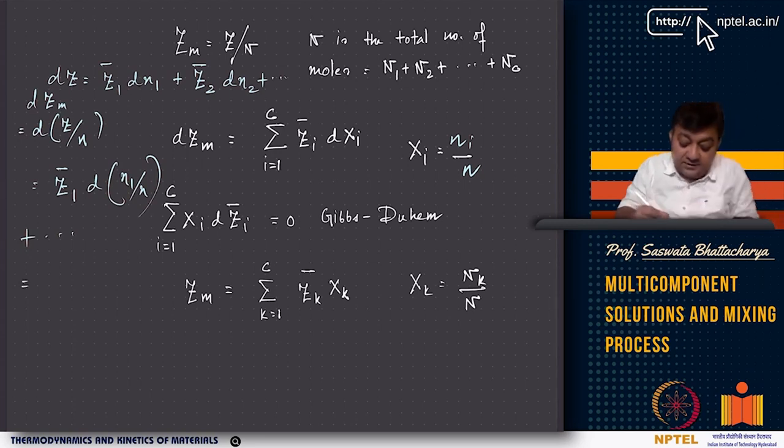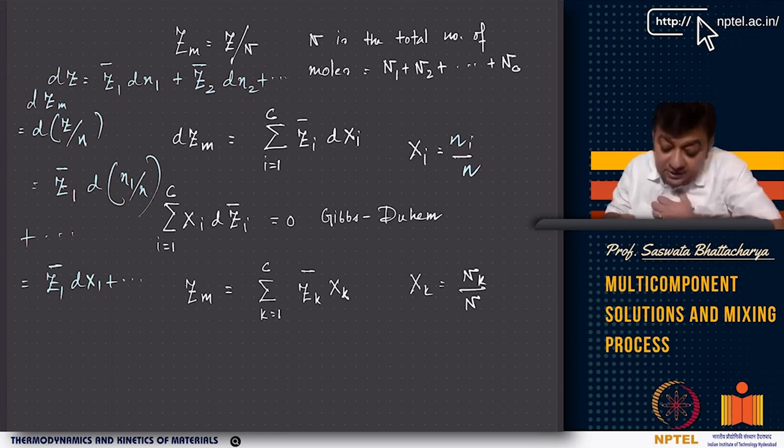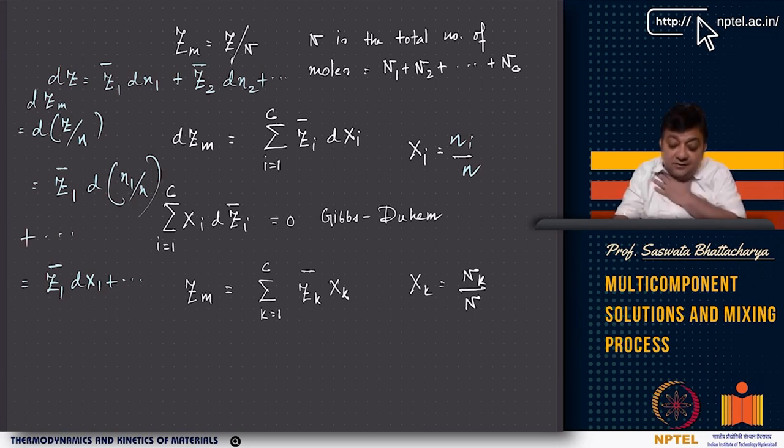So this is nothing but Z1 bar dx1, right? So Zi bar dxi is dZm, right? So that we know. So now it has become xi. Remember, this has become mole fraction, and previously it was mole number. Mole number is an extensive property, but mole fraction, which is the ratio of ni and N, where N is the total number of moles of all components in the mixture or solution, and ni is the mole number of component i. So xi is a ratio of these, and so xi is an intensive property.